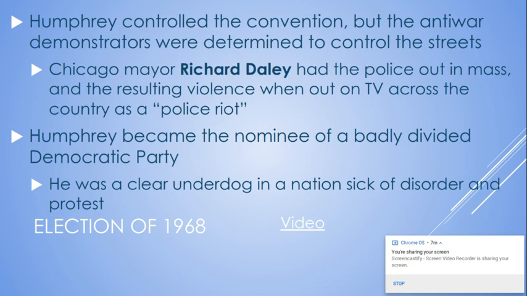Humphrey controlled the convention, but the anti-war demonstrators were determined to control the streets outside. Chicago Mayor Richard Daley had the police out en masse, and the resulting violence went out on TV across the country as a police riot. Humphrey became the nominee of a badly divided Democratic Party. He was a clear underdog in a nation sick of disorder and protest.